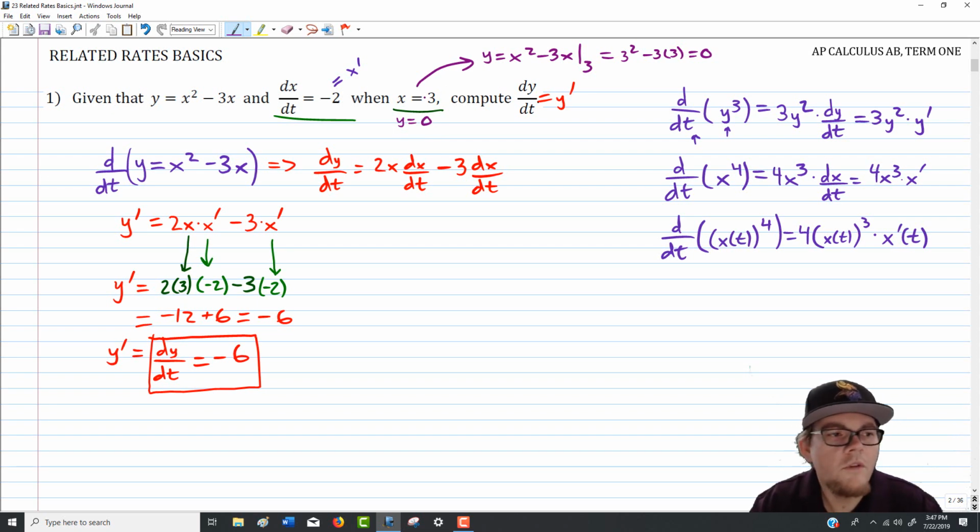So there is a really overdone first example, but I think that really lays some great foundation for the rest of the problem set.